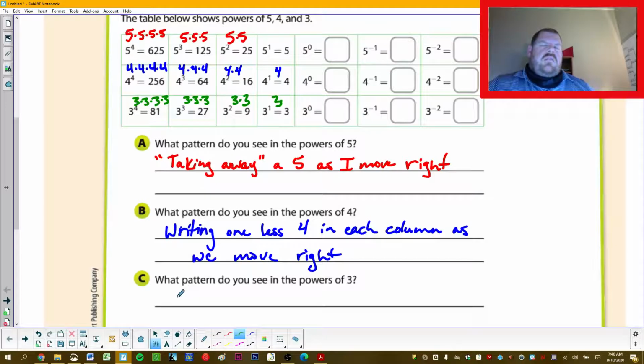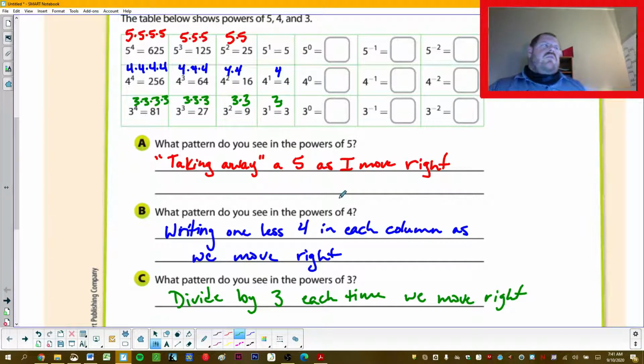The way I would say we undo multiplication, or the opposite of multiplication, is division. So I'm going to divide by 3 each time we move right. And that's the main idea of this, and that's what we're actually doing mathematically.